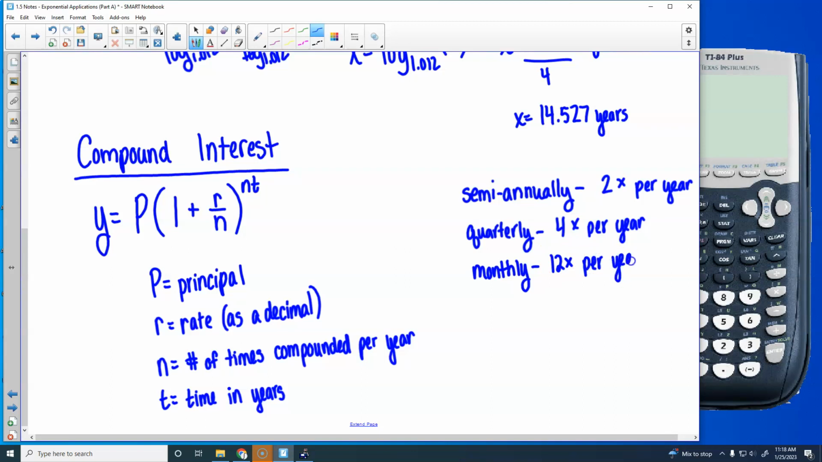Here's the ones I get questions about on the quiz, so there could be one of these on the quiz. Weekly. As juniors and seniors, you should know this, but I have found not everybody does. 52 times per year. And daily. How many days in a year? 365. If you want to get super technical, I guess there's like a quarter with the leap year, but don't use that. If you see something that's daily, use 365.